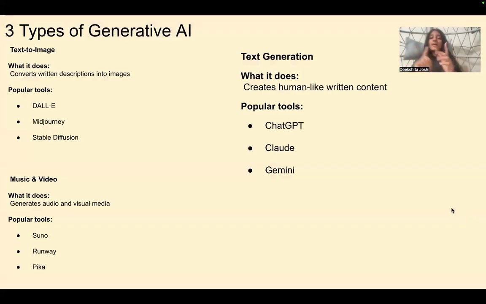Now we're going to talk about the three types of generative AI: text to image, text generation, and music and video. First off, let's start with text to image. This is what it does. It converts written descriptions into images. Like I've explained, text to images, it's right in the name. Just type literally whatever description you want and it will process your writing and understand what type of image you want to create. The more specific you get, the better the image is.